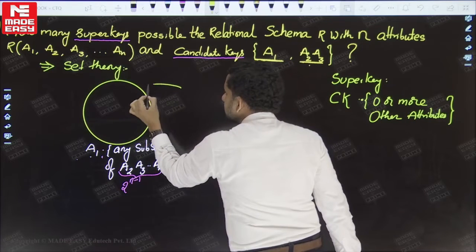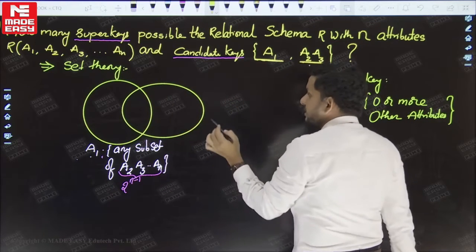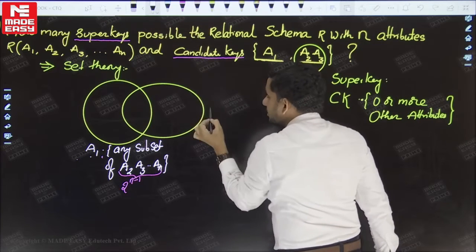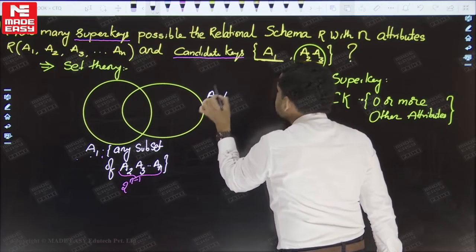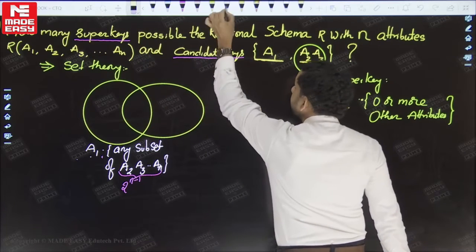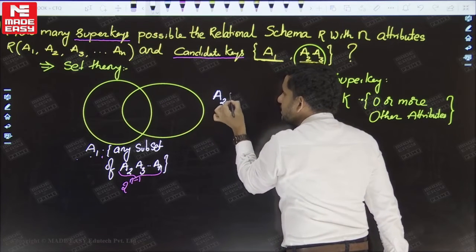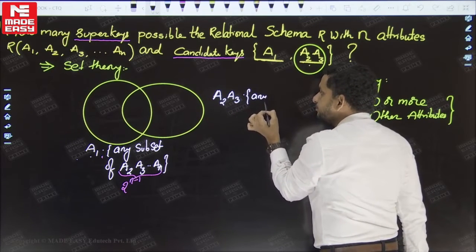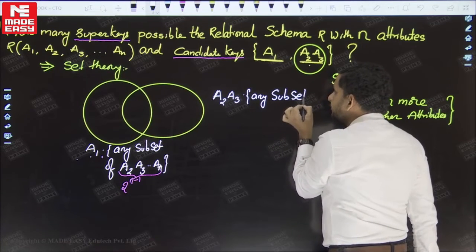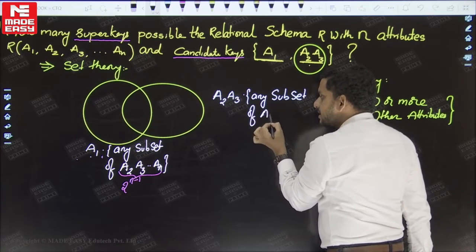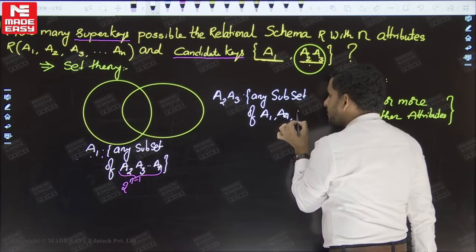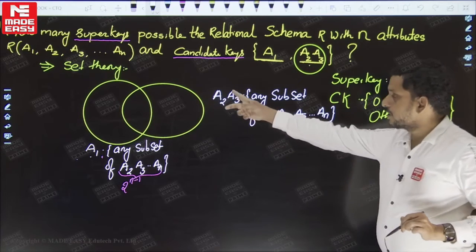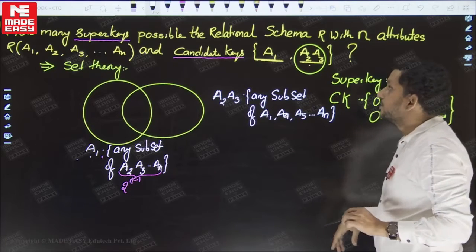Now the total possible super keys of the relational schema because of the second candidate key A2, A3. Again the same concept. A2, A3 is a must because it is a candidate key. A2, A3 combines with any subset of the remaining attributes, that is A1, A4, A5 up to An, and also forms a super key. So A2, A3 combined with any subset of the remaining attributes forms a super key.